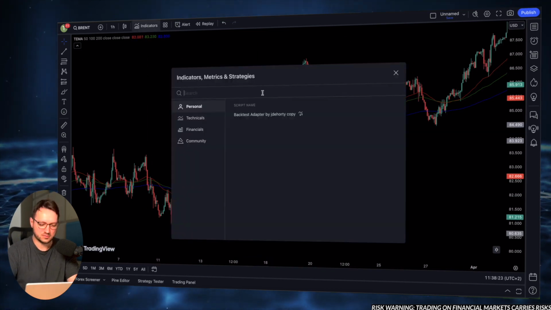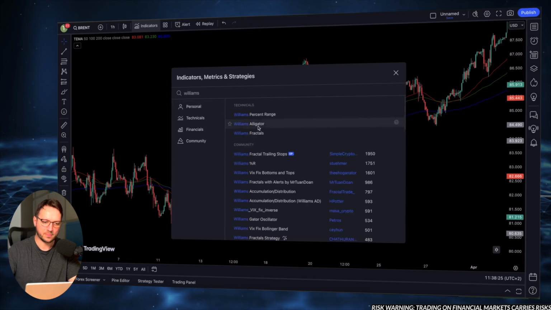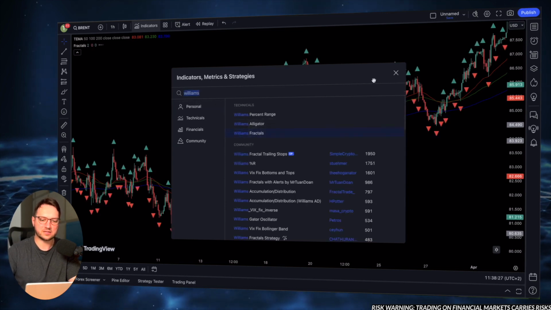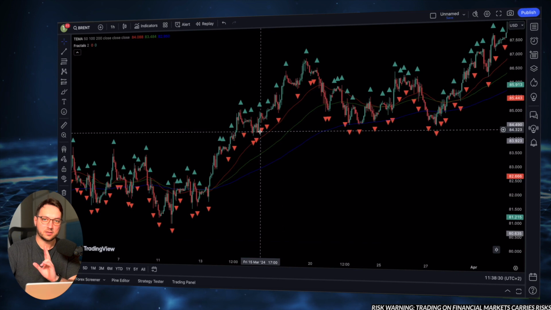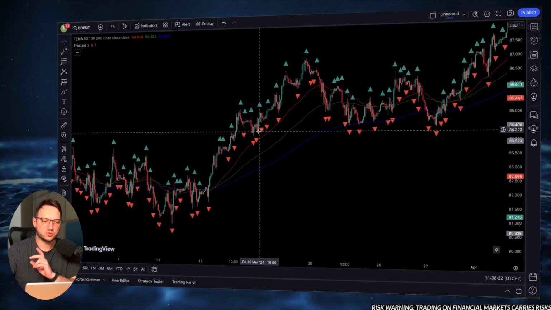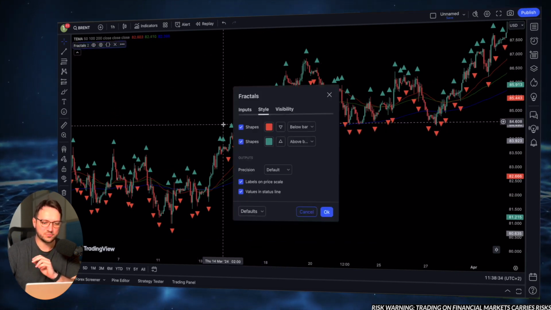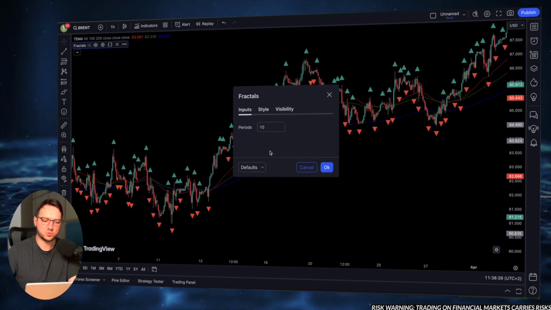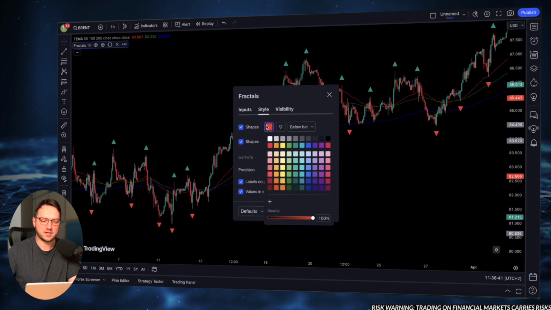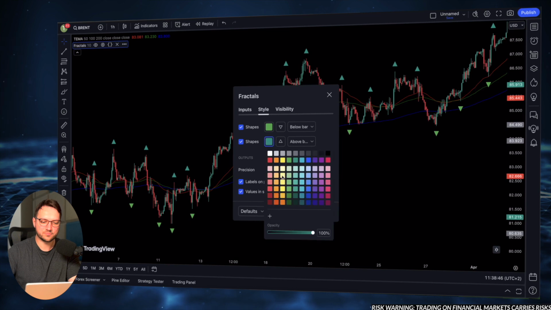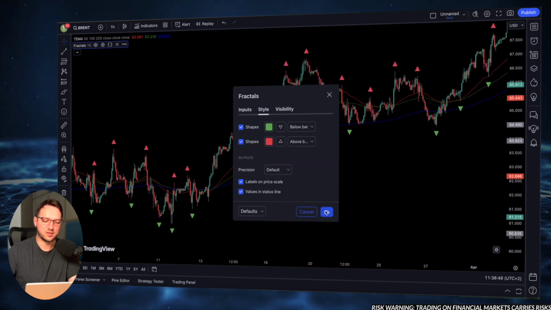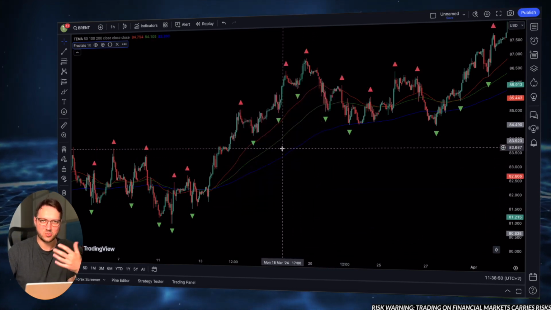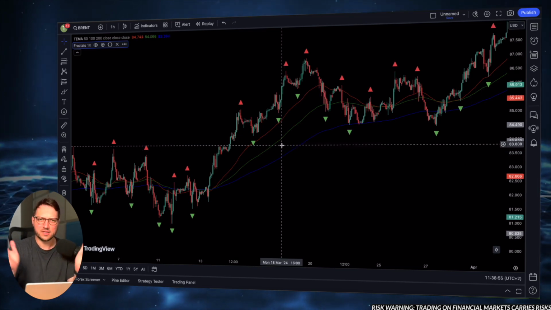Second one is Williams Fractals. But this indicator we need to tweak a little bit, but just a little. First thing, the analyzed periods from 2, you need to change to 10, and the style change. The red one change to the green color, and the green color change to the red one. It will help you to better digest when to open a short and a long trade. Trust me on that. So the setup is ready.